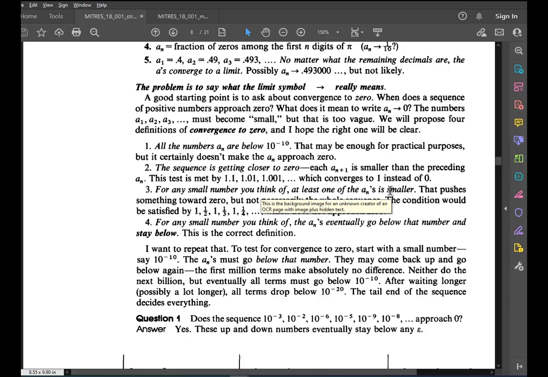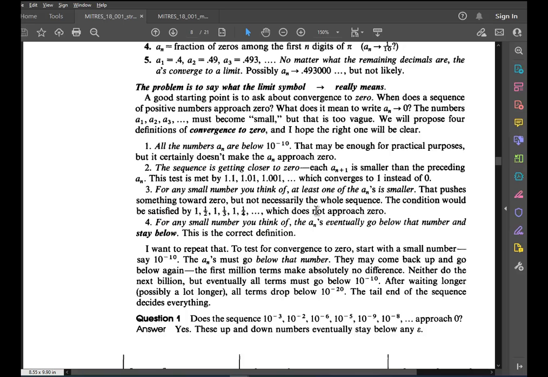All right, it says, for any smaller number you think of, at least one of the a_n is smaller. Okay. So here's an example where that doesn't work. He takes 1, 1/2, 1, 1/3, 1, 1/4, 1, 1/5, etc. Now, no matter how small a number you think of, you can always find a number that's smaller than that. So, for instance, if I take 1 over a million, well, 1 over a million is in this sequence. I could take 1 over a trillion. Still, 1 over a trillion is in this sequence. So I can always find a number that's as small as I like. But it keeps jumping back up to 1, so the limit is not 0.